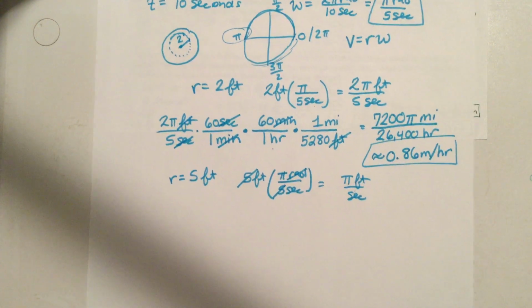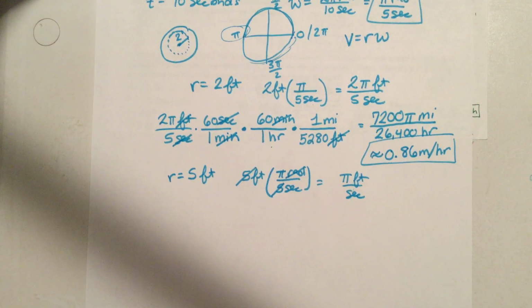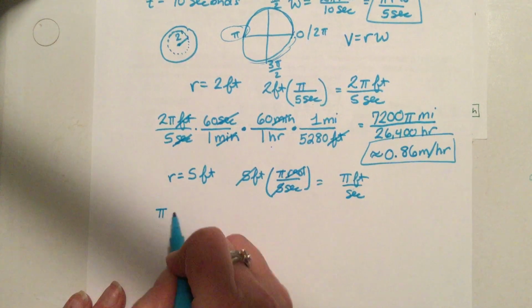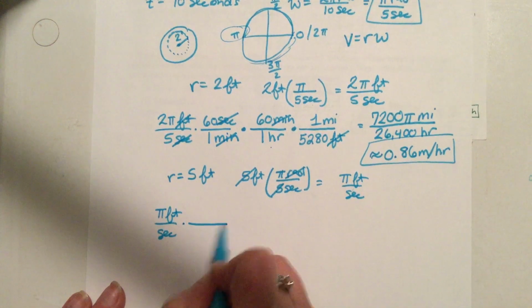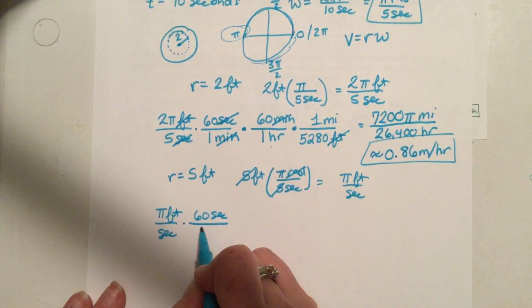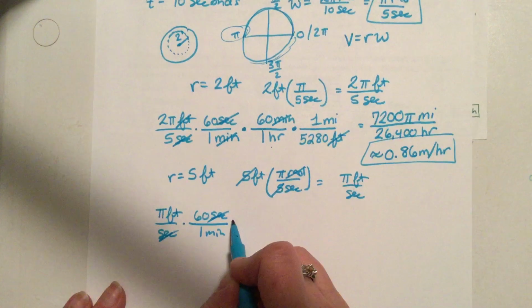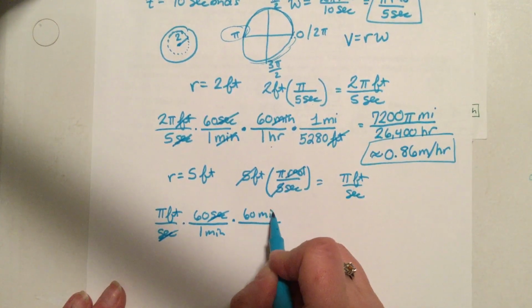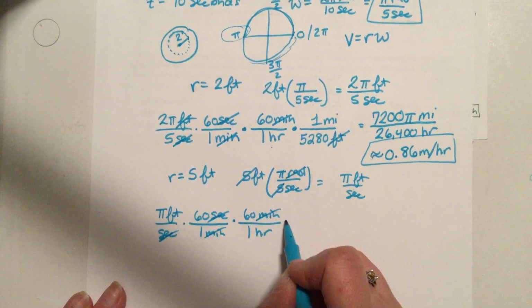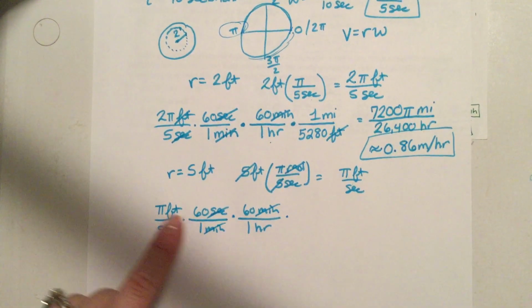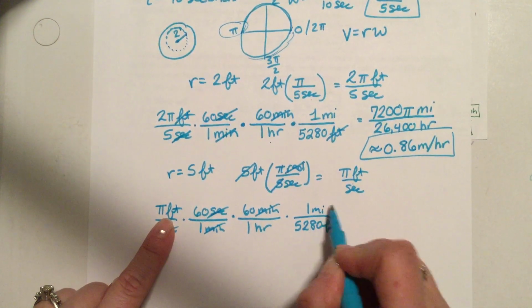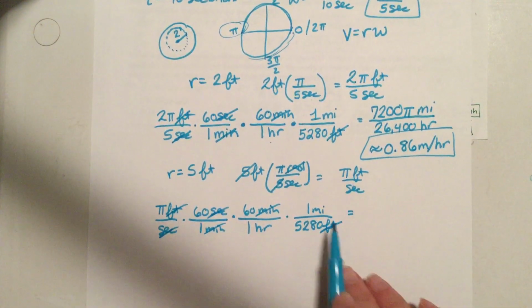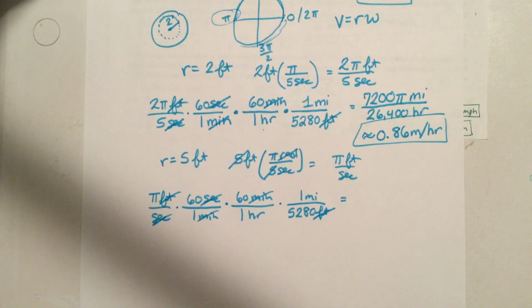Well, we want it in miles per hour, otherwise it really doesn't mean anything and we can't compare it. So if I have pi feet per second times seconds, there are 60 seconds in 1 minute. Seconds cancel seconds. There are 60 minutes in 1 hour. Minutes cancel minutes. Okay, so I have hours. Now I need feet. There are 5,280 feet in 1 mile. Feet cancels feet. My label is miles per hour. We're ready to go. Don't multiply the pi in until the end.